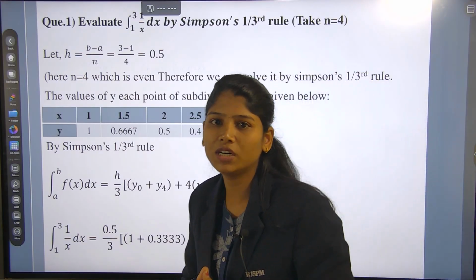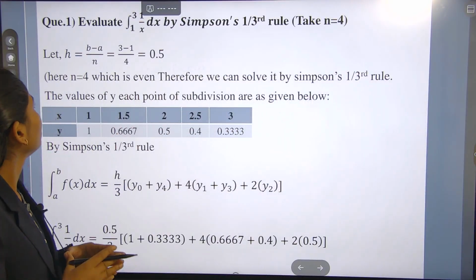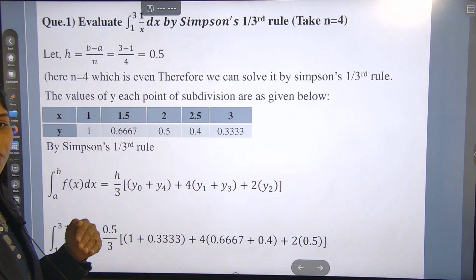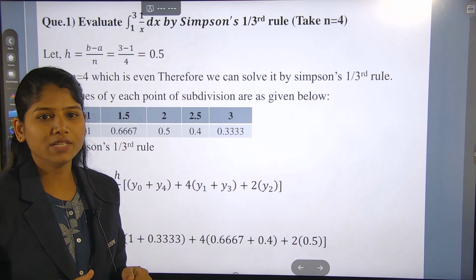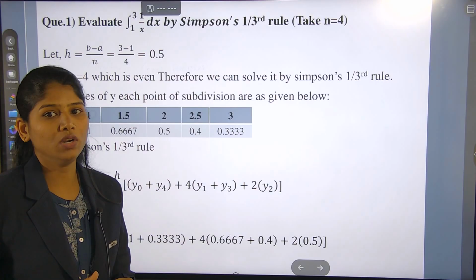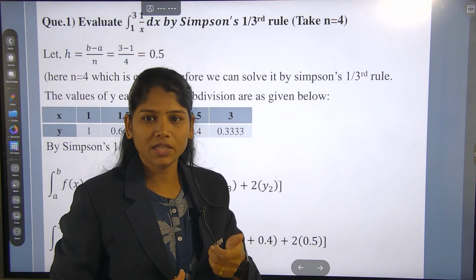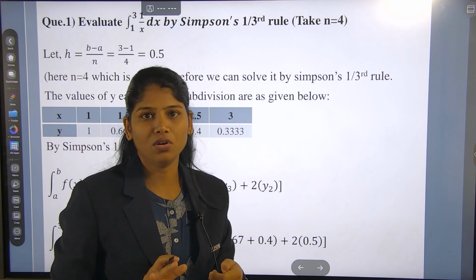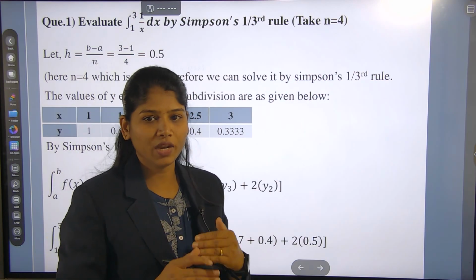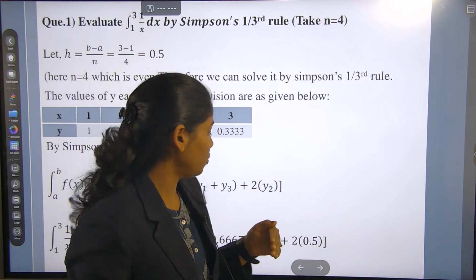We will see an example here. The question is: evaluate integration from 1 to 3 of 1 upon x dx by Simpson's 1/3 rule, and here n equals 4 is given. So first of all, check whether the n value is even or not. Here n is even, so we can apply Simpson's 1/3 rule.